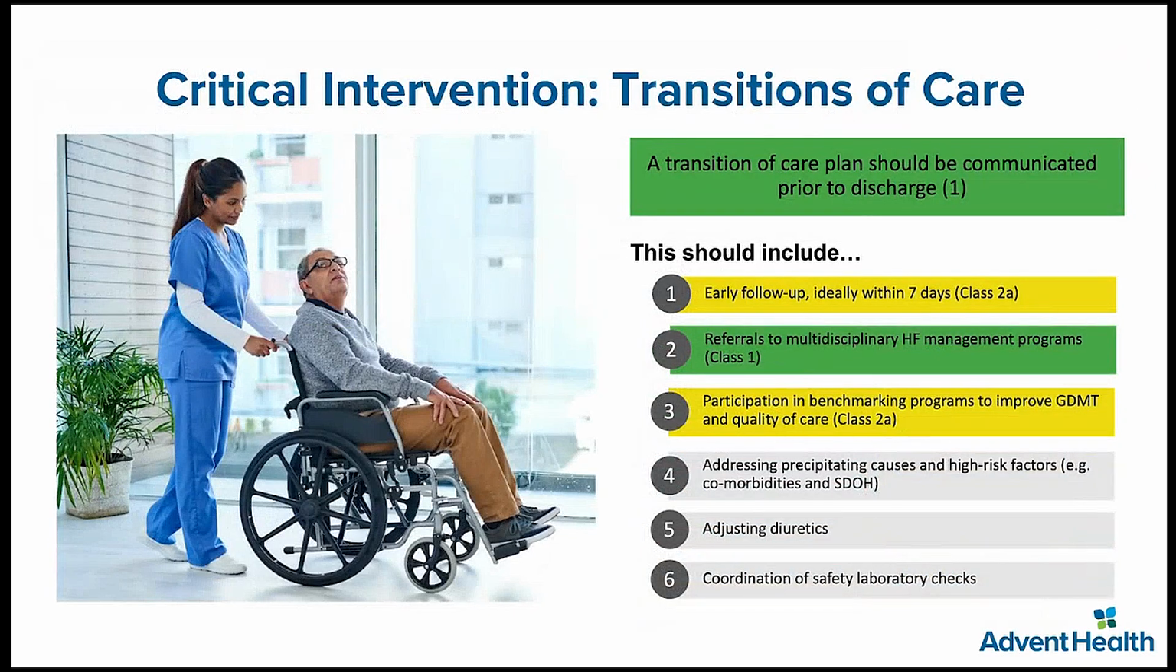Finally, the transition of care for the patient represents a critical intervention. And the guidelines have some Class 1 recommendations as well as reasonable 2A recommendations when the patient is getting ready to be discharged to the next level of care. It's a reasonable 2A indication for the patient to have follow-up within 7 days of discharge from the hospital. That follow-up can be with their primary care physician, their general cardiologist, or with the heart failure program.